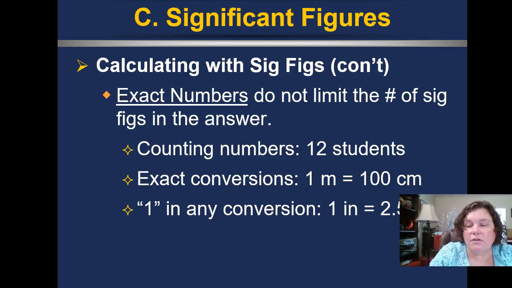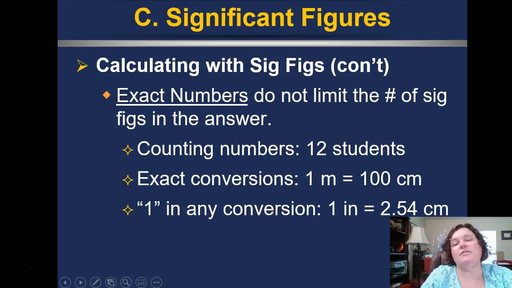Now here's a couple of other special rules in the case of exact numbers. So you're counting 12 students. We don't have 12.5. We don't have 12.3. We have exactly 12 students. Counting numbers do not count towards limiting our significant figures. So if you have 12 students in your problem, do not make it 2 significant digits. If you have exact conversions or a 1 in any conversion, that 1 is not going to limit us to 1 significant digit, nor is this 100 centimeters going to limit us to 1 significant digit. Do not count those in your significant figures.